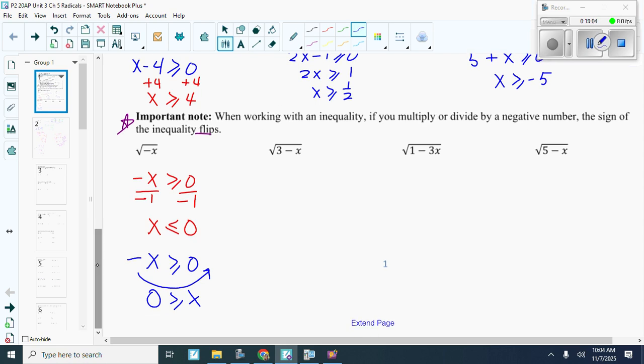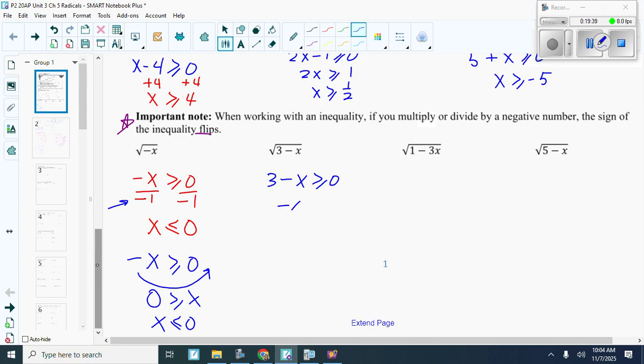Now, if you did this, you'd have to read it from right to left, so you would just rewrite it this way. In a sense, both strategies will get you to the right answer, but by convention, we tend not to move the x. It's better to just divide by negative 1 and flip the inequality so that the x stays on the left. Here's another example: 3 minus x greater than or equal to 0.